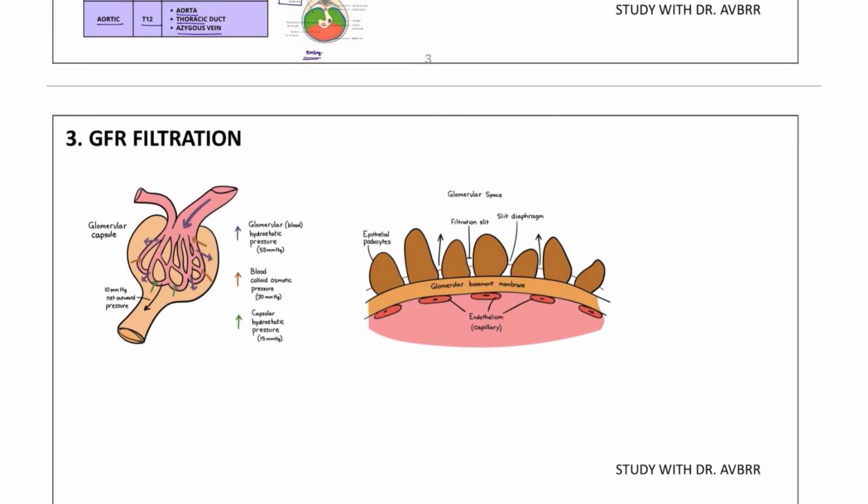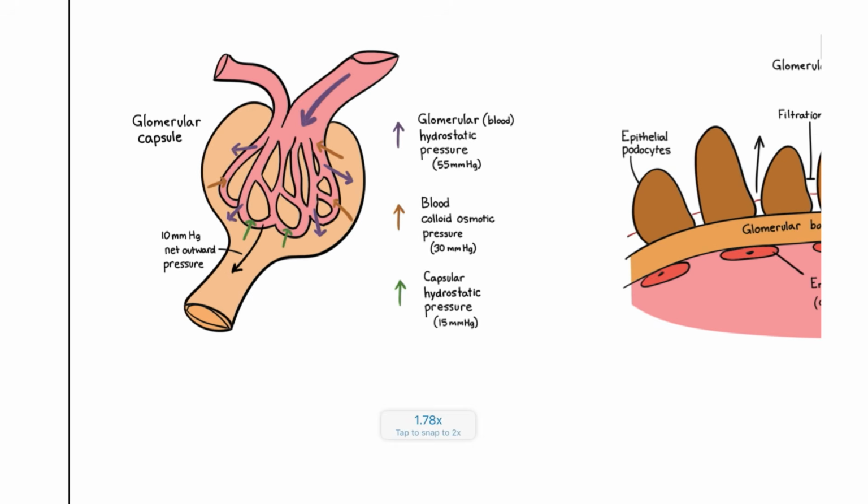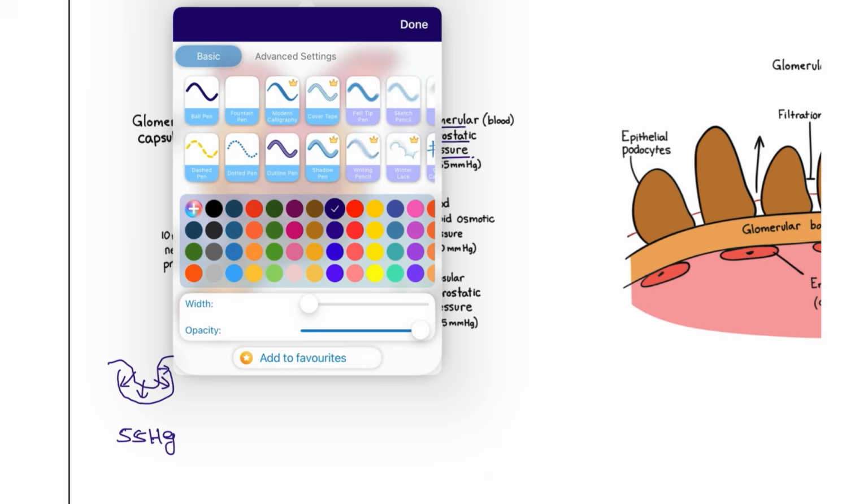Next, glomerular filtration. So you all know that in glomerular filtration, the important points you have to take note of are how these are working. Let's see one by one. The first one is the glomerular hydrostatic pressure. This is the capsule, this is the arteriole, right? The glomerulus is going to give the pressure towards the capsule. This is around 55 mmHg.